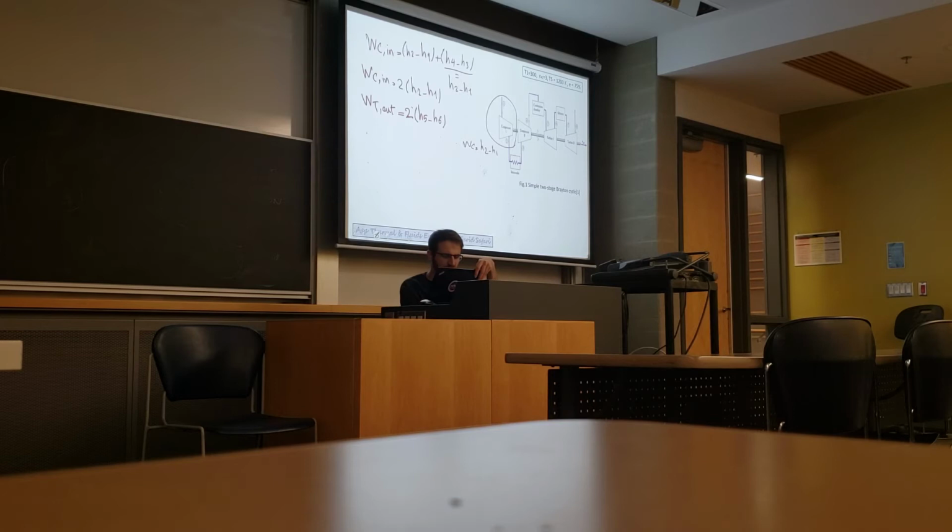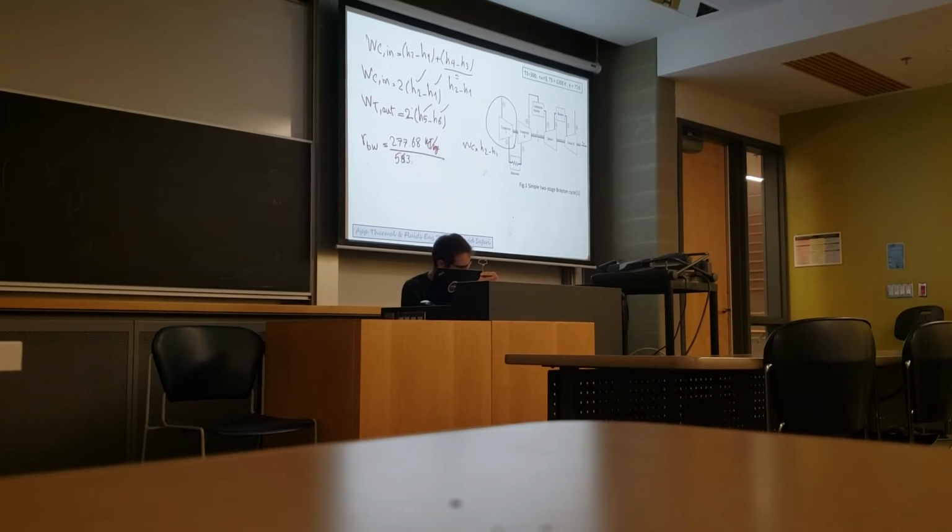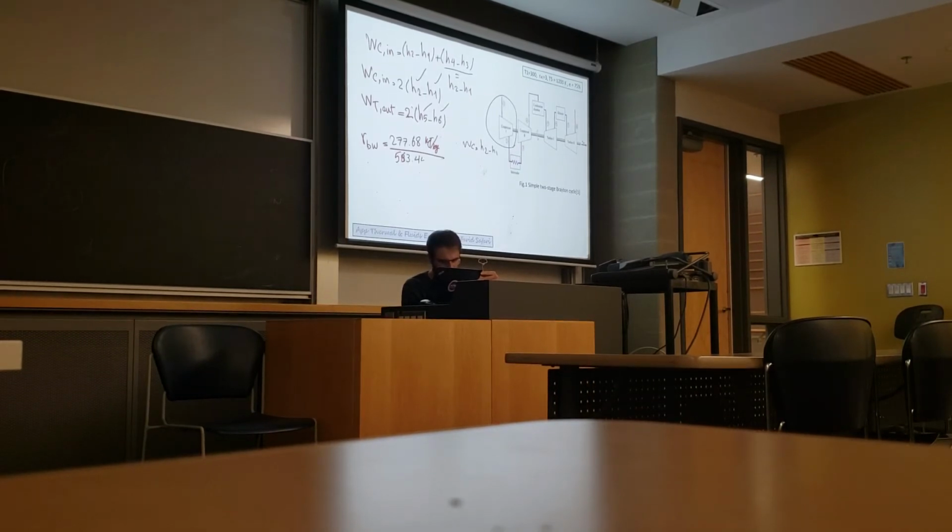So we have the values for H's, right? So we come up with these values, 277.68 over 568.44, which is 49.3%.